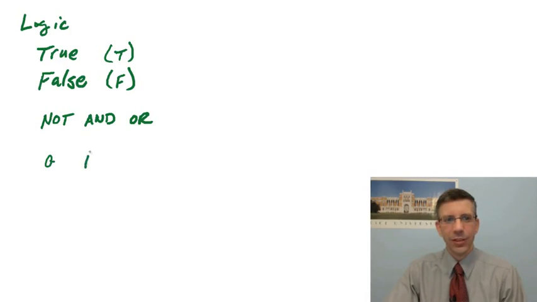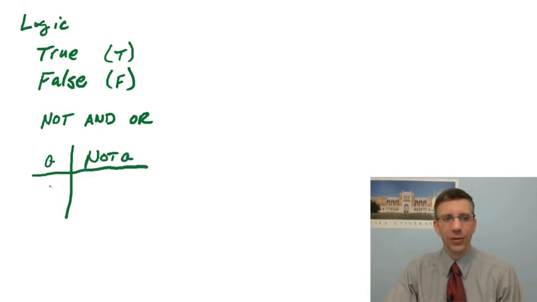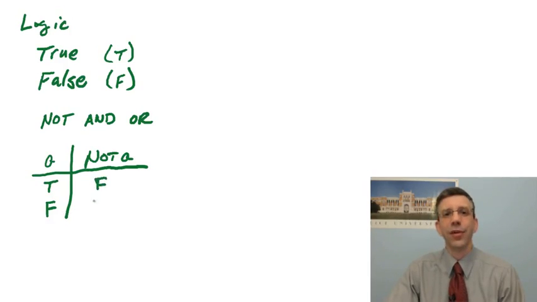Okay. The question is, what is not A? And I'm going to draw a truth table to show you this. Okay, a truth table looks like this, where I show all the possible values of A, it can either be true or false, and I show you the value of the expression not A over here. So if A is true, not A is false. If A is false, then not A is true. Okay, and that probably makes intuitive sense to you, or at least I hope it does.